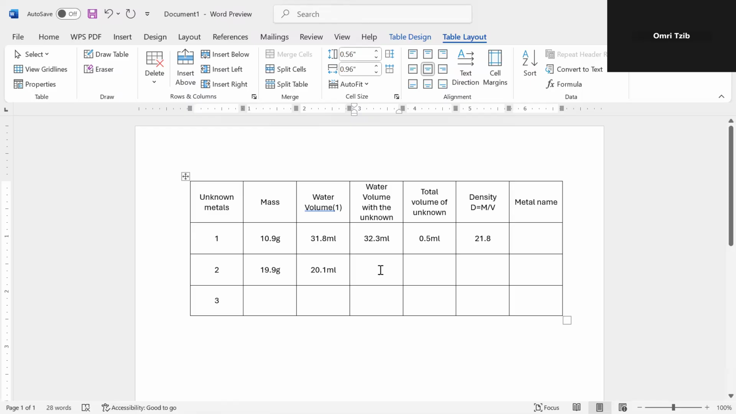So our water volume with the unknown is 21.7, and the total volume is 1.6 milliliters. Now we divide our mass by our volume, which would give us a total of 12.43, but we round off, so 12.4. That would be our density. Now we proceed with the third.